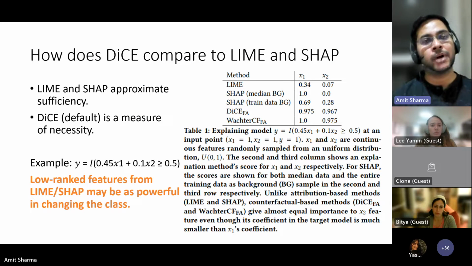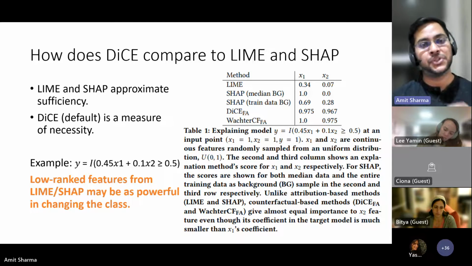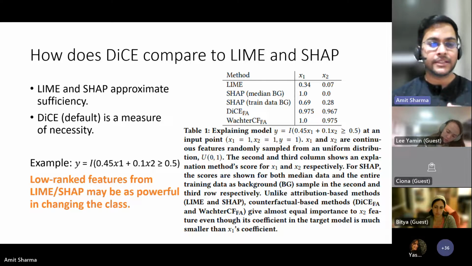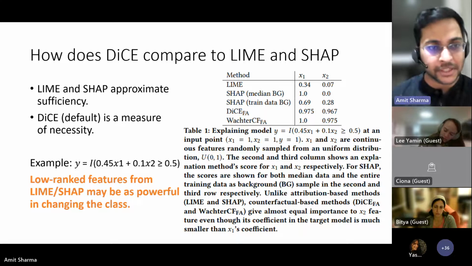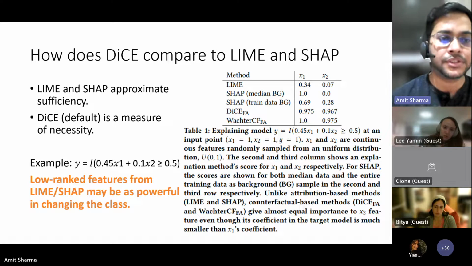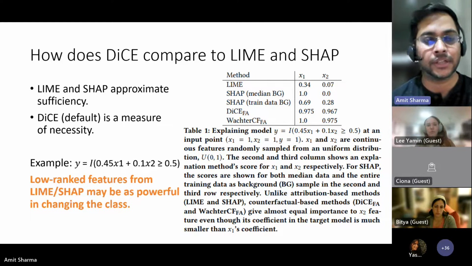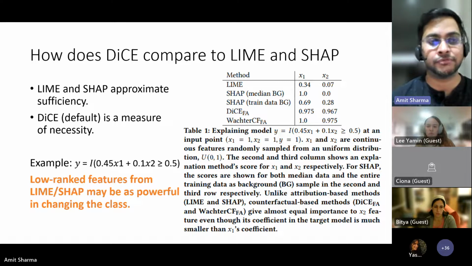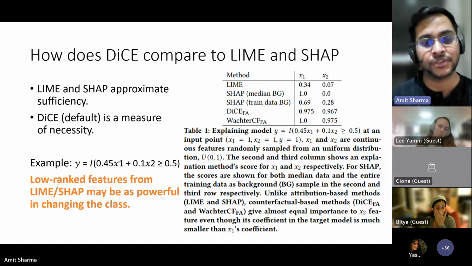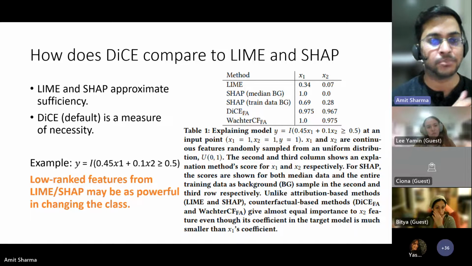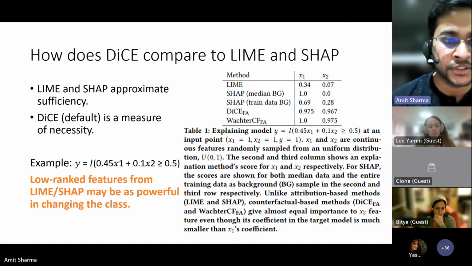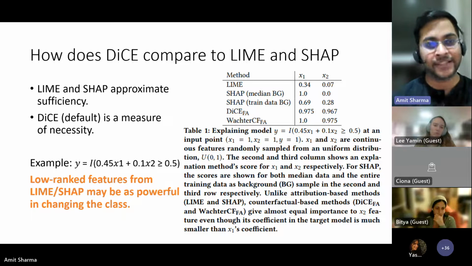Another interesting thing that came out, which really gets into the real conceptual difference between counterfactuals and feature explanations, is that counterfactuals are interesting because even the low-ranked features from LIME or SHAP may be as powerful in changing the class, right? So it might be a folly to ignore the features that are low-ranked by LIME or SHAP. To make this point, bear with me with a very toy example.